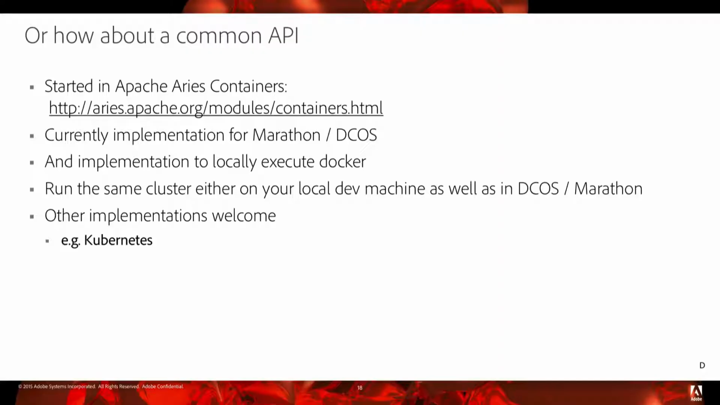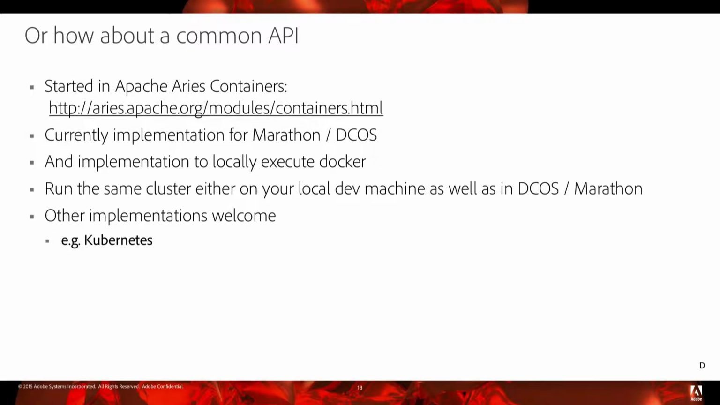And this is something that a bunch of people in Apache Aries, including ourselves, have started looking at. There is this new component in Aries, which is called Apache Aries Containers, and there's the link there. And this is basically precisely this. It's a simple API that is abstracting from the container management solutions, and that allows you to basically switch from one to another without changing your code.